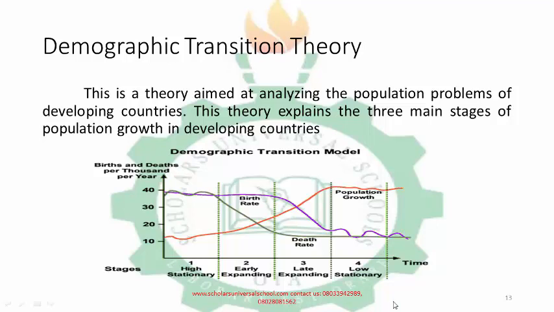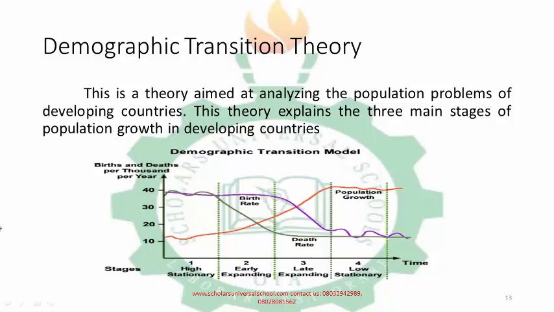Now it will transit or move to the next stage, which is the second stage, where we have early expanding. Under the second stage, there's a reduction in the death rate, and we have birth rate still being high and the population increasing. So on this stage, the country is already putting things in place, encouraging medical. They are trying to put a better medical system in place to reduce the death rate. So we have a reduction in death rate under the second stage, but the birth rate is still high and the population is still increasing.